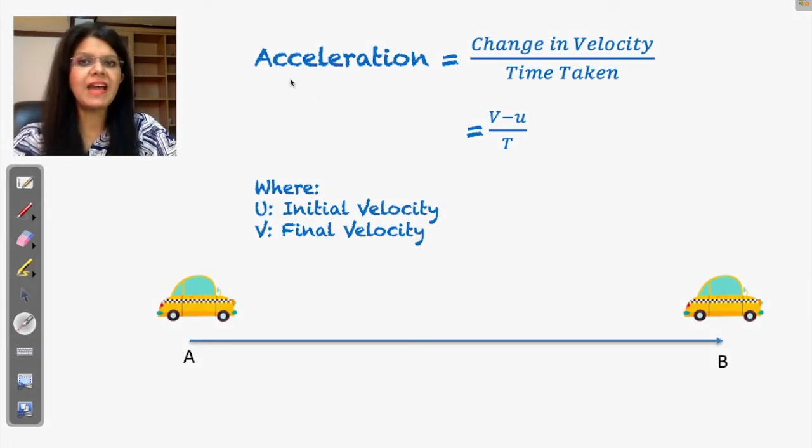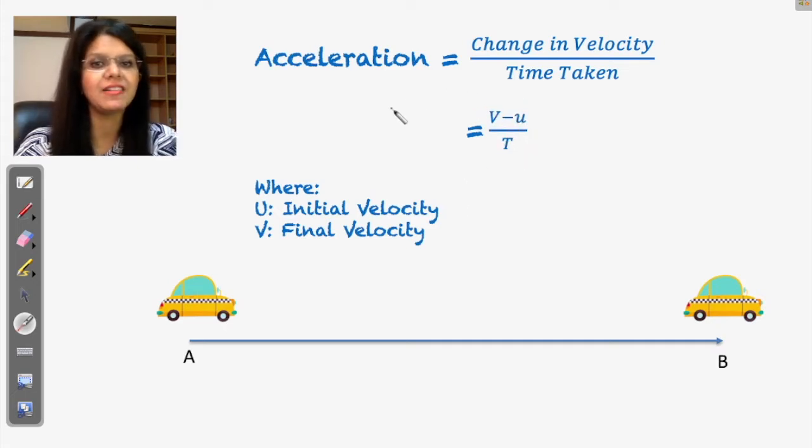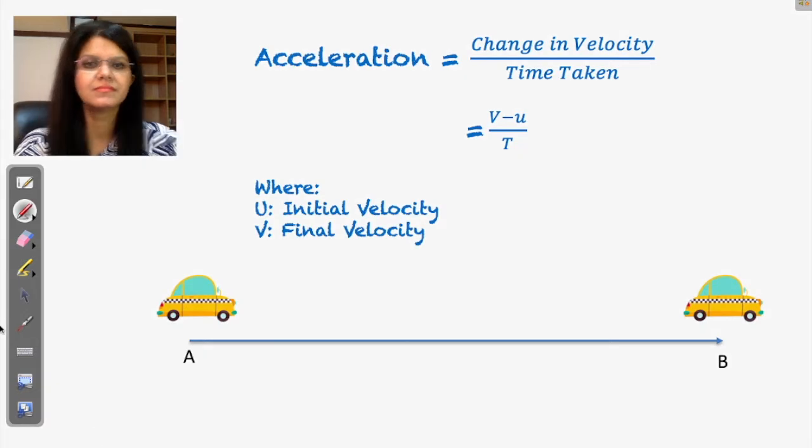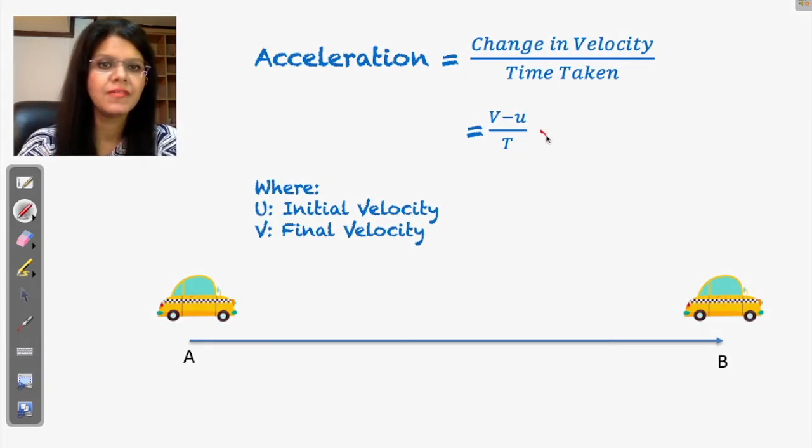Now the formula for acceleration, which is change in velocity over the time taken, can be written in terms of some letters as well. The formula for acceleration is v minus u over t. You all would have already seen this formula. The formula for the acceleration is v minus u over t. Now what is v, what is u, and what is t?